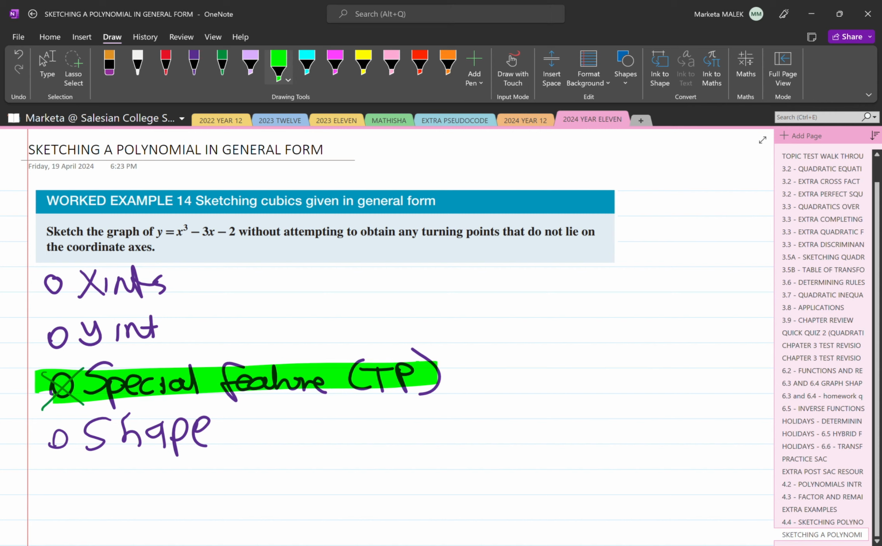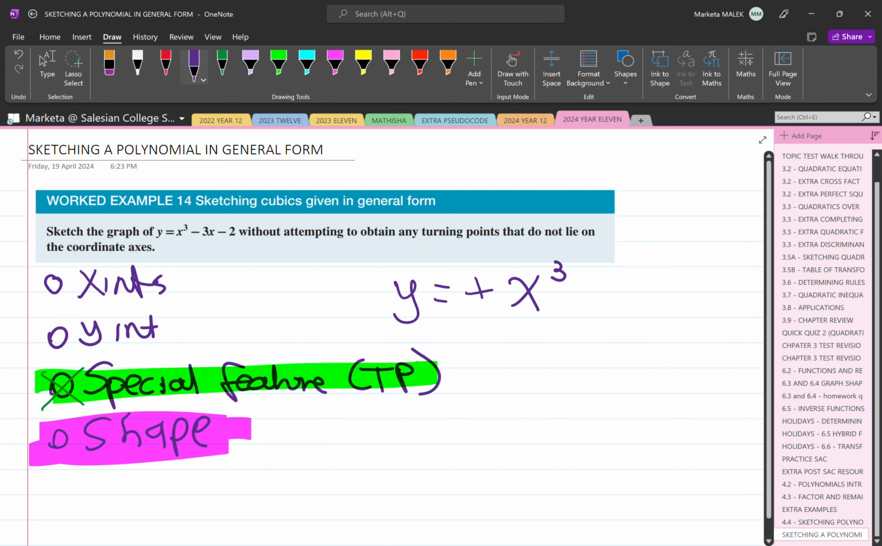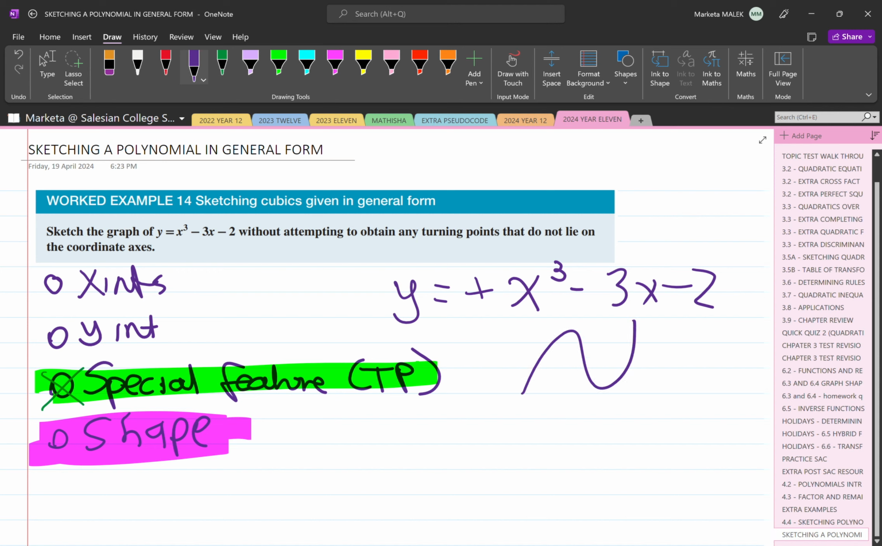The shape. This is really easy because the shape is going to be a positive, because out the front, look how it's y equals positive x cubed minus 3x minus 2. So it's going to be positive, and if you forget that the positive looks like an n, you can probably work that out once you put the y-intercept and the x-intercepts on. So it's good if you can remember that, but if not, you can apply the intercepts and see that. That's that.